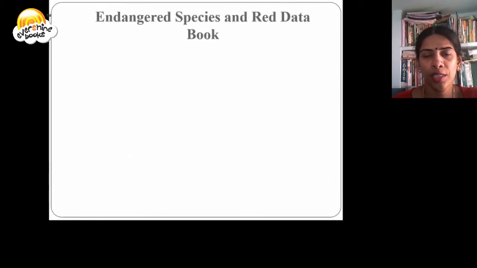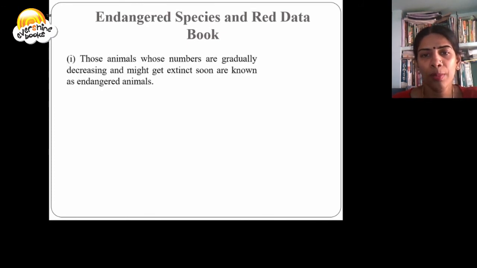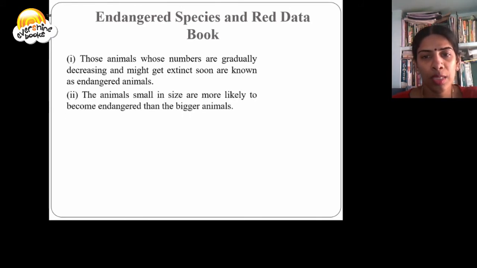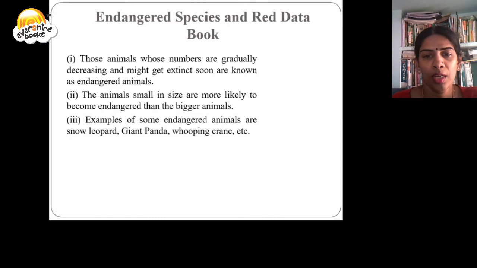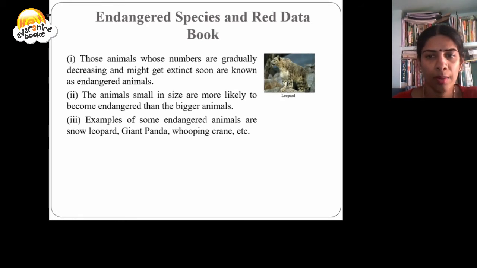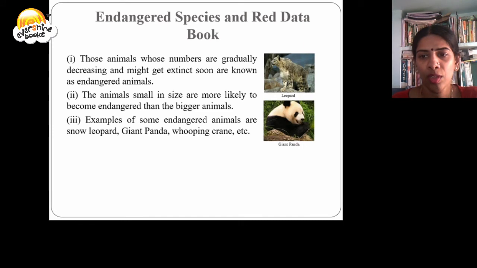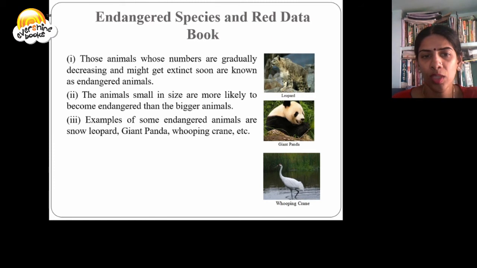Endangered species and the Red Data Book. Those animals whose numbers are gradually decreasing and might get extinct soon are known as endangered animals. The animals small in size are more likely to become endangered than the bigger animals. It includes snow leopard, giant panda, whooping crane, etc. This is the snow leopard. It is an endangered species. Giant panda, whooping crane. These are all endangered species which might get extinct soon.